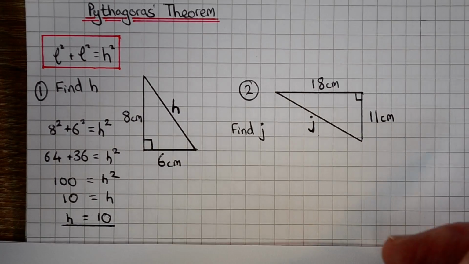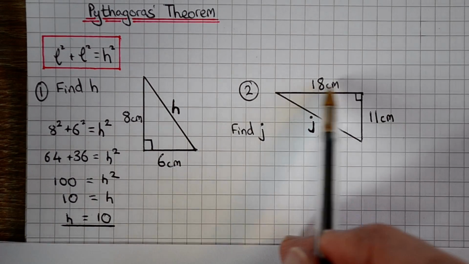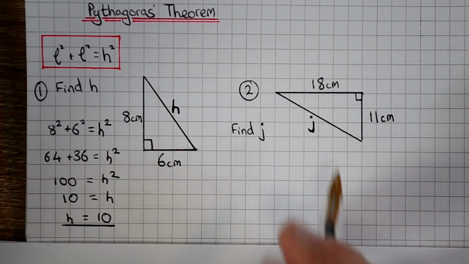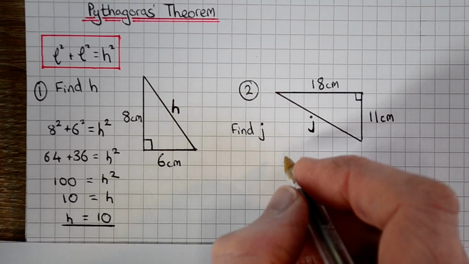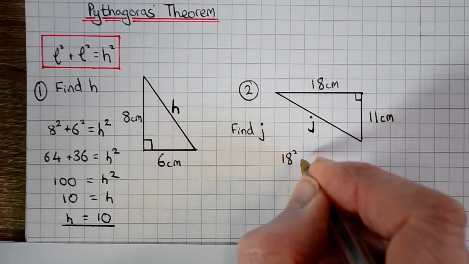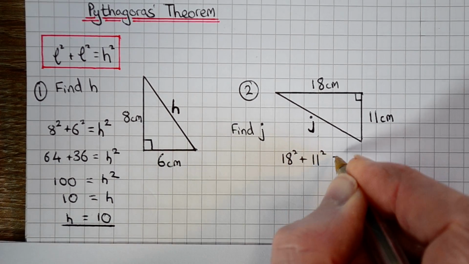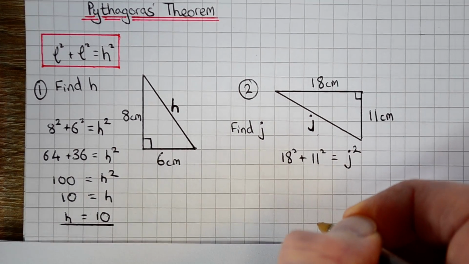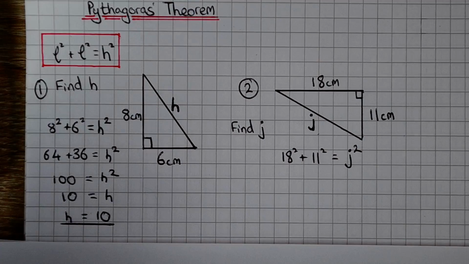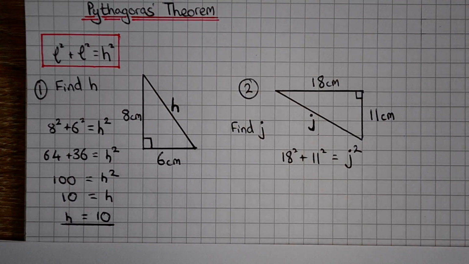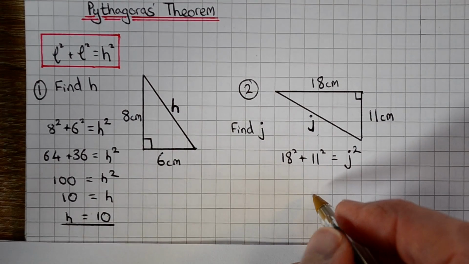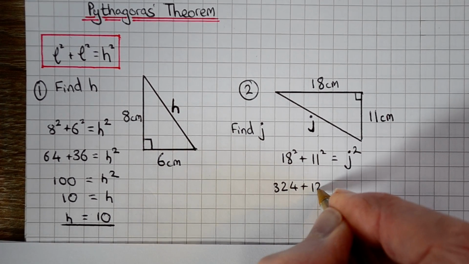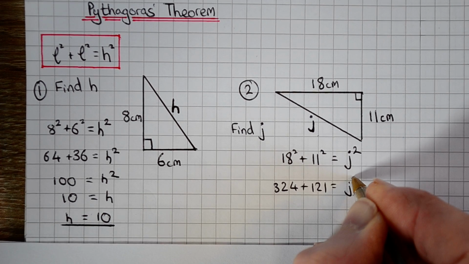So the square on this side plus the square on that side gives us the square on this side. So leg squared plus leg squared equals the hypotenuse squared. So 18 squared plus 11 squared gives us j squared.